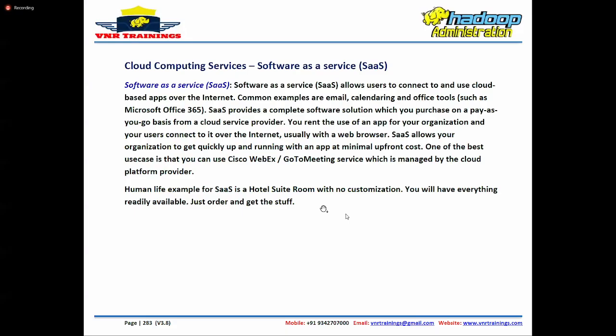So this is SaaS actually. Here everything is pre-installed, you just need to use it. Software as a service allows users to connect to and use cloud-based apps over the internet. Common examples are email, calendaring, and office tools such as Microsoft Office 365. Nowadays, instead of buying licenses at huge cost, people are going to the cloud and taking Microsoft Office 365. They give you everything: Excel, PowerPoint, PPT, Word.